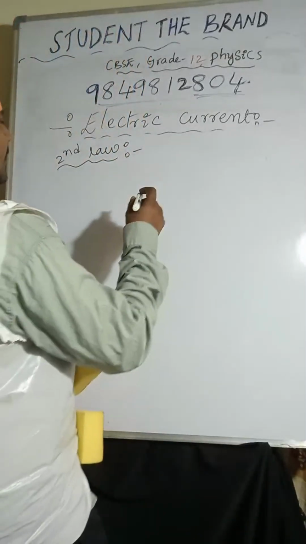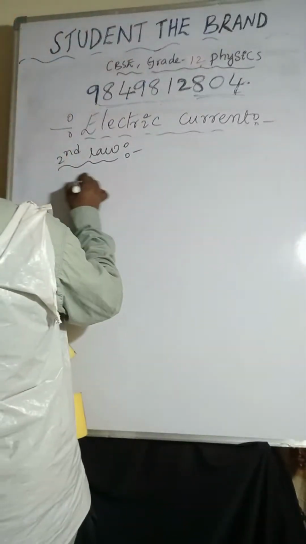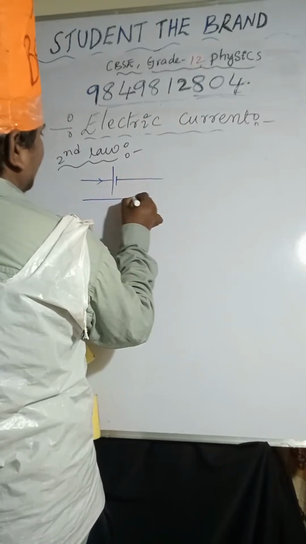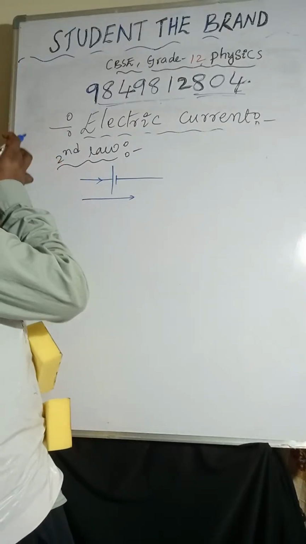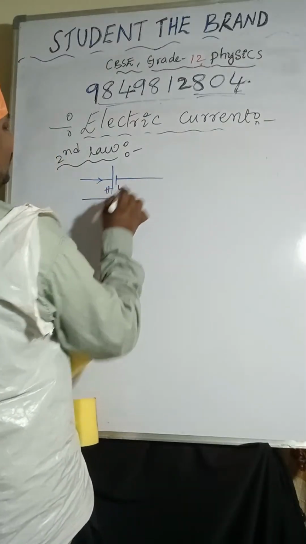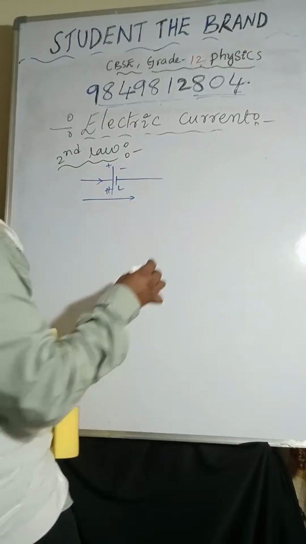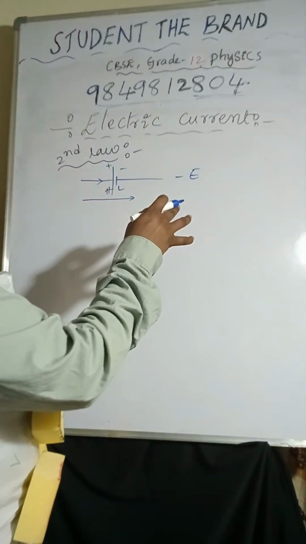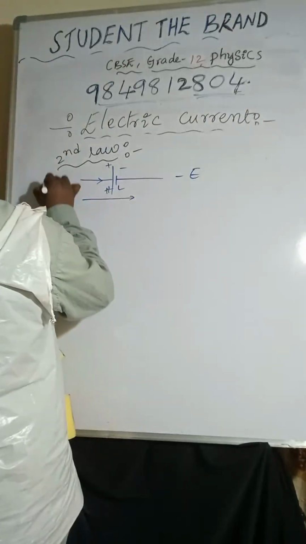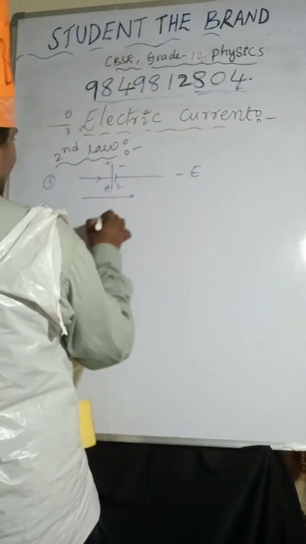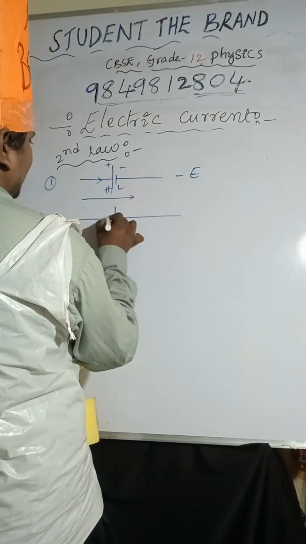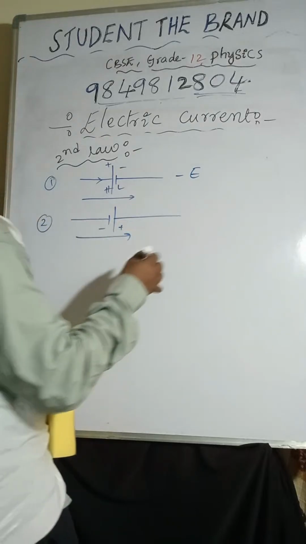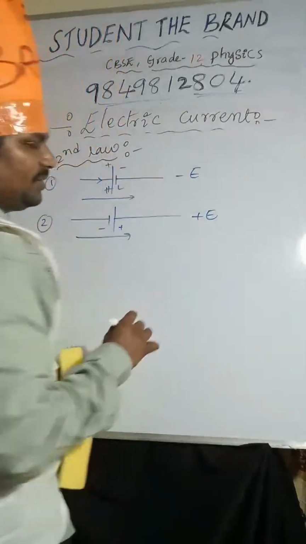Now you can see here there are 4 points. Point number 1: I'm taking the cell. Here current is passing like this. If you are taking the path in this direction, from high potential to low potential, that means positive terminal to negative terminal, the EMF is negative, because it depends on which direction you are moving and which point you are reaching. So EMF is negative. When you are moving through the cell in this direction, negative terminal to positive terminal, the EMF is positive.